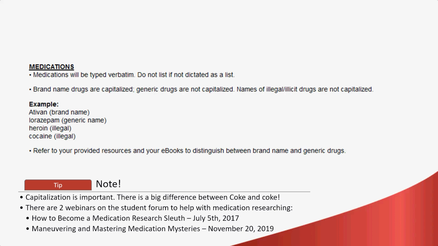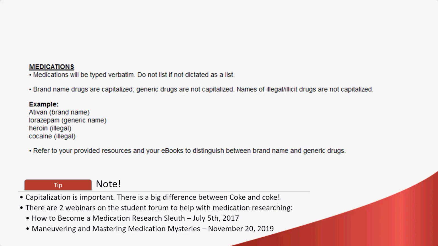Okay, medications. Type your medications verbatim. Do not list if not dictated as a list. We talked about that earlier. Brand name drugs are capitalized, generic names are not. Now, if your generic name happens to be the first word in a sentence or in a numbered list, you would cap it. That's the only time. That really confused me as a student. So now you know if that generic drug is not the first word of the sentence or in a numbered list, don't cap it. If it's a brand name, it's always capped.